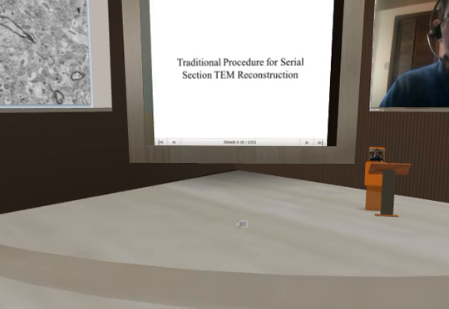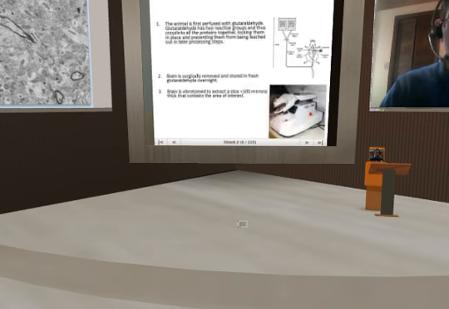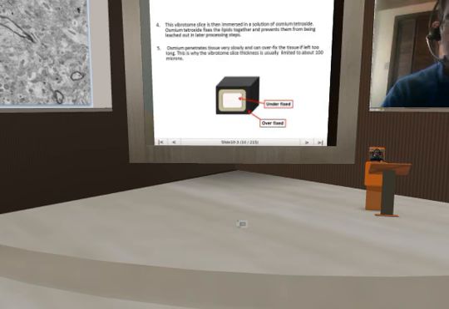So this is the traditional procedure for serial section TEM reconstruction. An animal is first perfused with glutaraldehyde. The glutaraldehyde is a molecule that has two reactive groups and thus strongly cross-links all the proteins together, locking them in place and preventing them from being leached out in the later tissue processing steps. The brain is then surgically removed and stored in fresh glutaraldehyde overnight, and then the brain is vibratomed to extract a slice, usually less than 100 microns thick, that contains the area of interest.